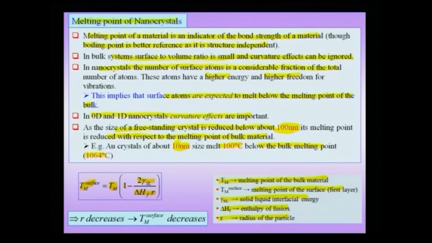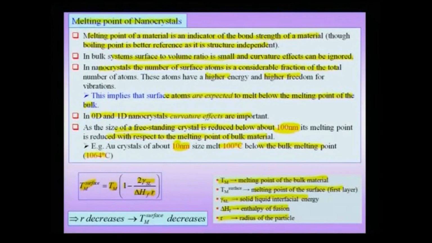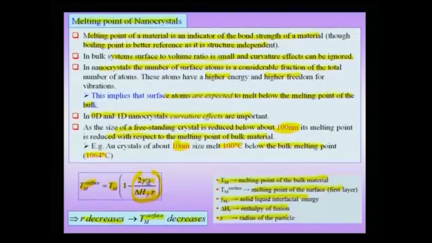The important take home message from this formula is that if I reduce my size, that means if R decreases, then T surface melting would decrease. Because this is 1 minus this fraction, you would notice that if I decrease the radius of the particle, which also means that curvature is going to increase, then T surface melting would actually decrease. That means the surface atoms would show a depression in the melting point with respect to the bulk melting point.